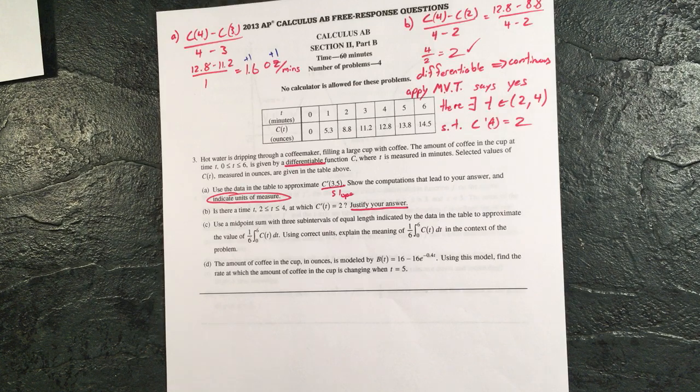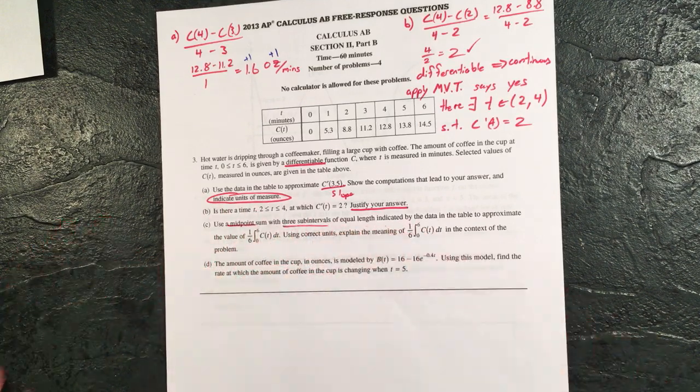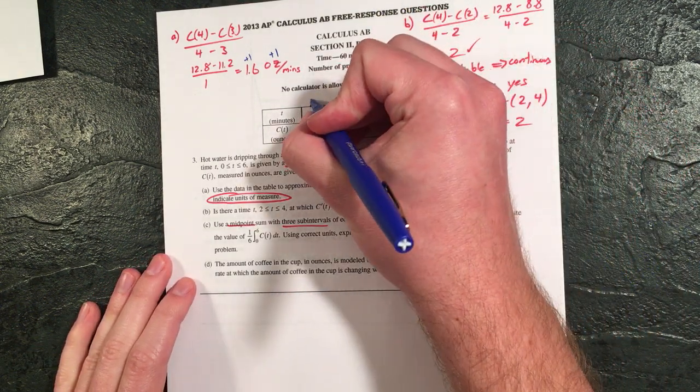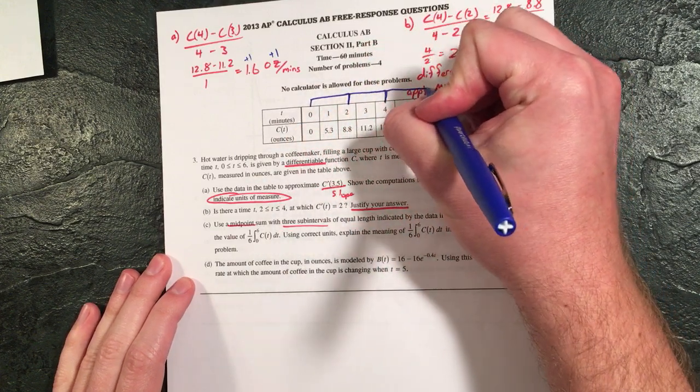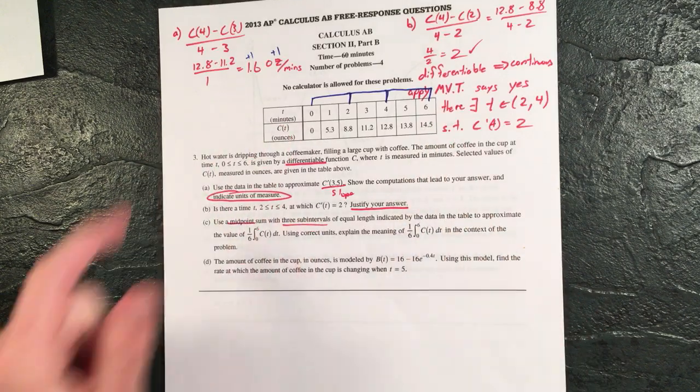Okay, on to use midpoint sum with 3 subintervals of equal length indicated in the data in the table to approximate this value of 1/6. I'm going to do that. I'm not even going to see what the next bit says. So 3 subintervals of the same length. Since we're going from 0 to 6, these are going to be our subintervals: 0 to 2, 2 to 4, 4 to 6 that I've marked up here in the blue.